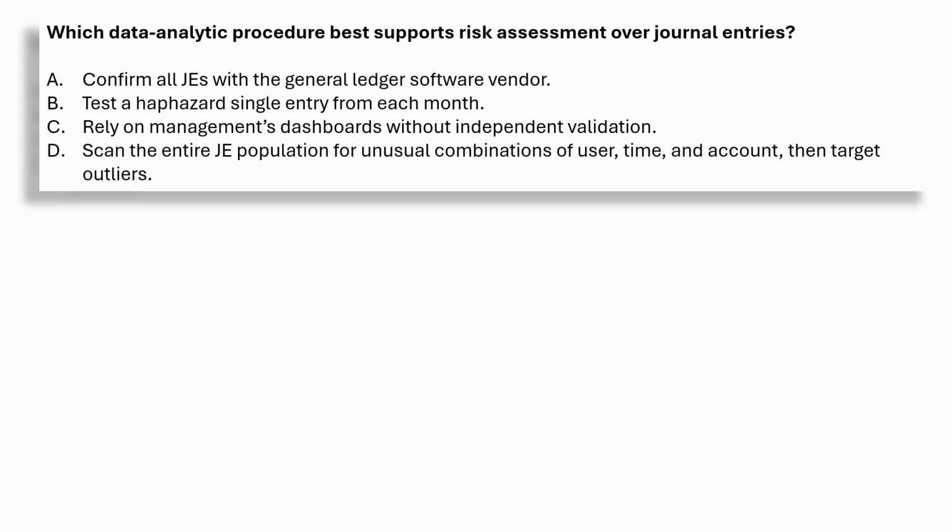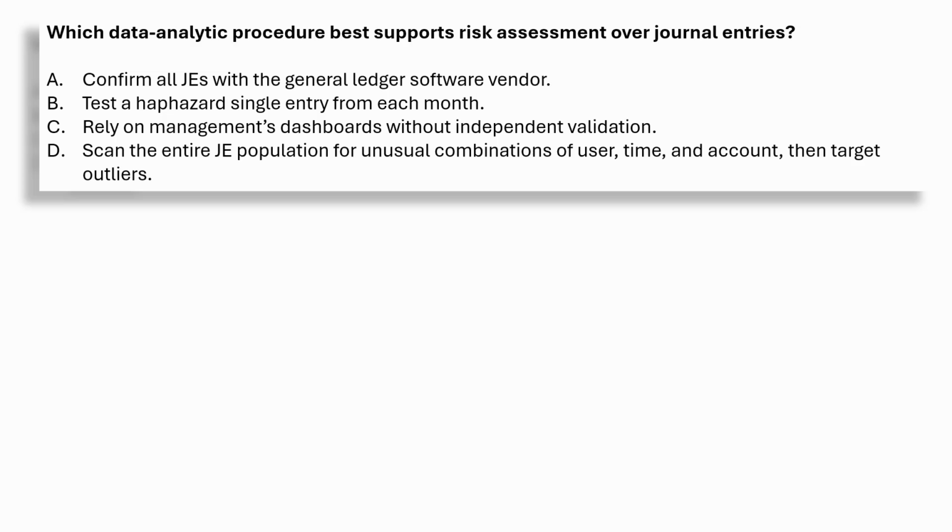No thanks. Option D, scan the entire JE population for unusual combinations of user, time, and account, then target outliers. Yes, this is the star of the show. Standards AUC 240/ISA 240 require auditors to address the risk of management override through journal entry testing. Data analytics let me do exactly that, scan the entire population, not just a few cherry-picked samples.